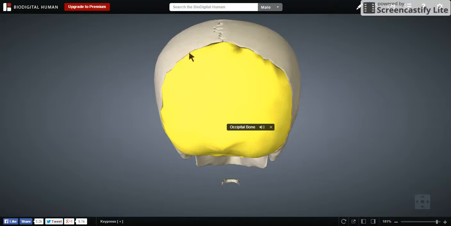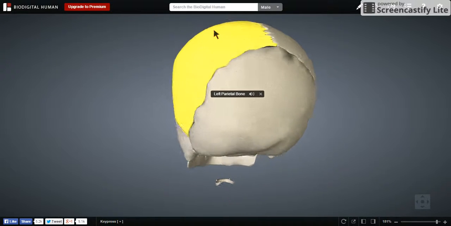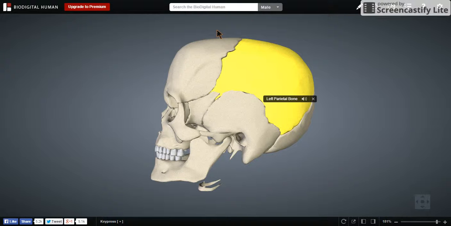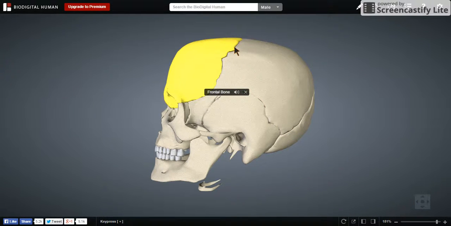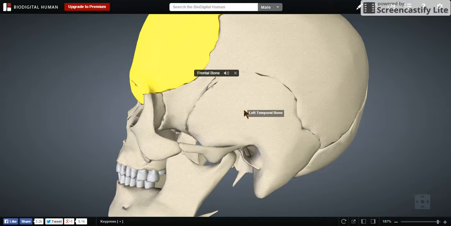That line right here is called a suture. As you know, the suture is called the lambdoidal suture. Where each of the parietal bones meet, the superior portion of that is called the sagittal suture. And then rotating a little bit more, where the parietal bones meet the frontal bone, that's called the frontal suture. Let's go in a little bit closer to the skull.